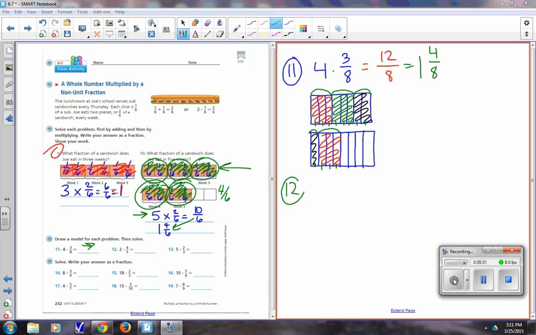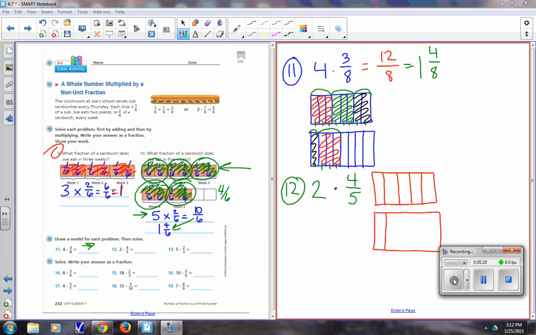So let's look at number 12. Number 12 says 2 times 4/5. So the best way to model it is I just drew a box and I did 5 pieces. 1, 2, 3. Try to make them as even as possible. And I'm going to do another box. I'm just going to follow the lines because I need fifths. I need fifths. You see that? I need an object with fifths.